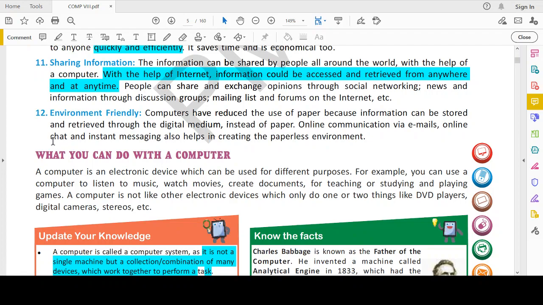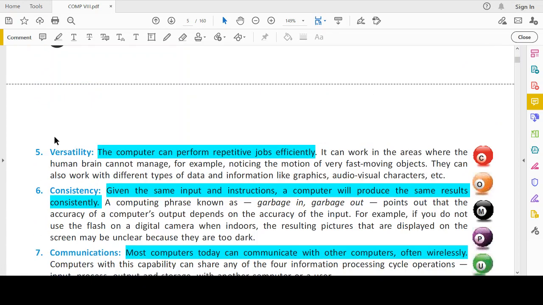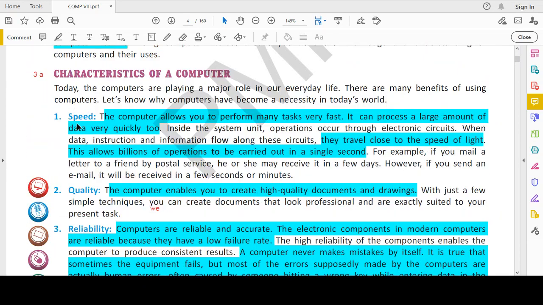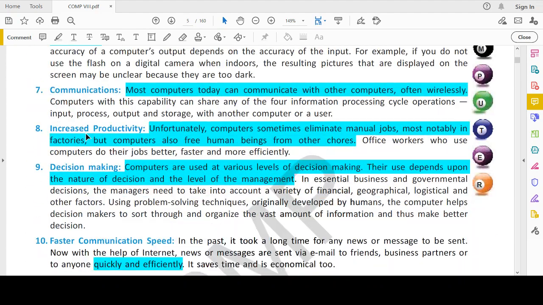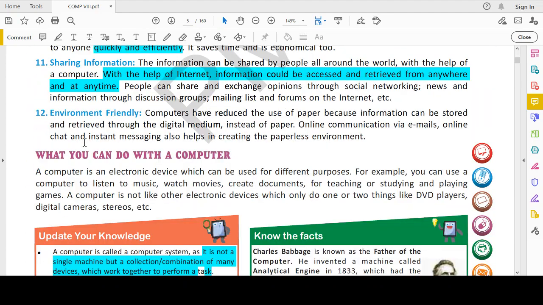Okay. So that's all with the characteristics of computer. You can see there are 12 points, all the 12 points discussed. Now, what you can do with a computer? We will discuss this in the next video.